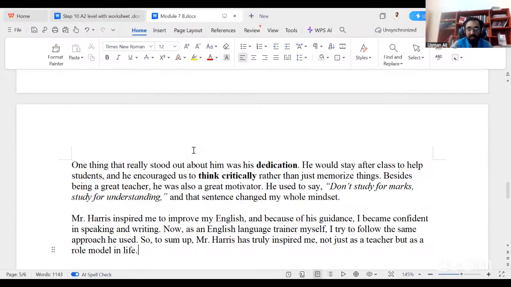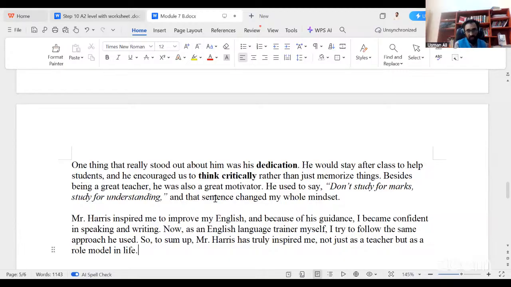Number one, his dedication. Number two, he thought critically. So he would stay after class to help students, and he encouraged us to think critically rather than just memorize things. Besides being a great teacher, he was also a great motivator. He used to say, "Don't study for marks, study for understanding." And that sentence changed my whole life.